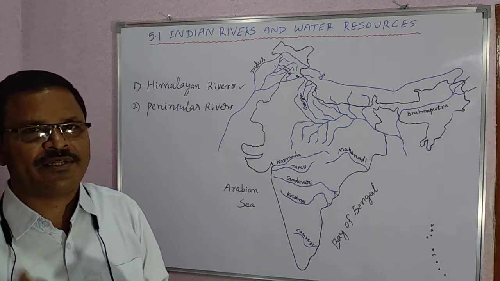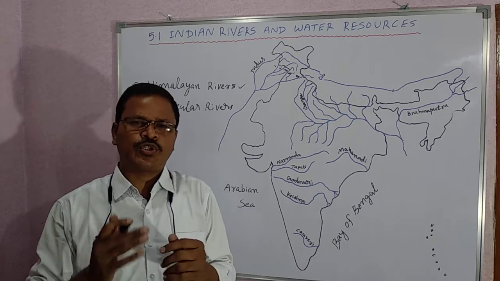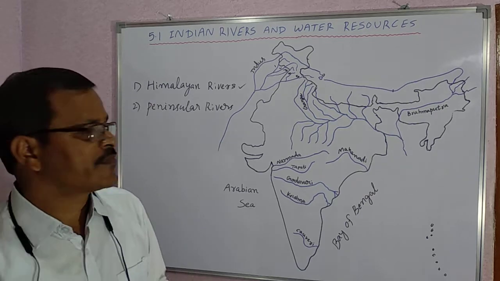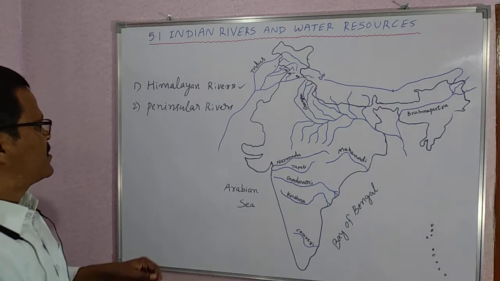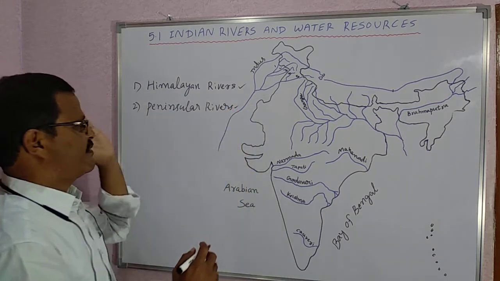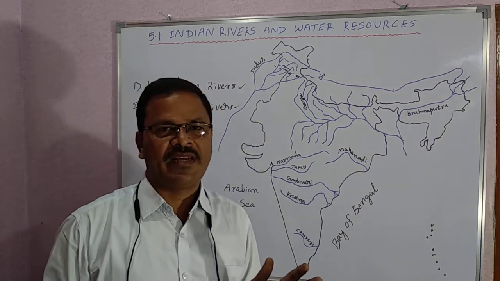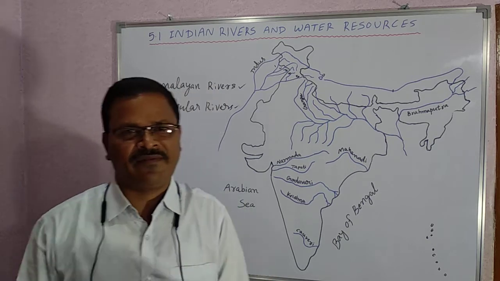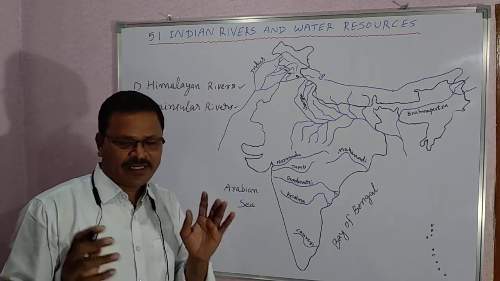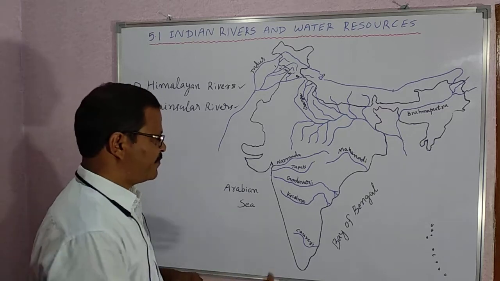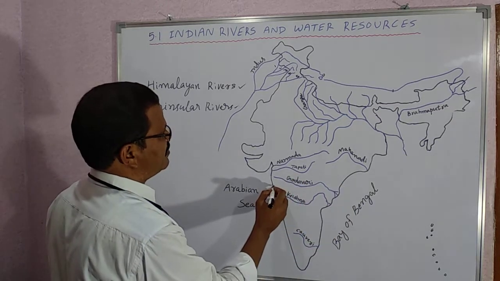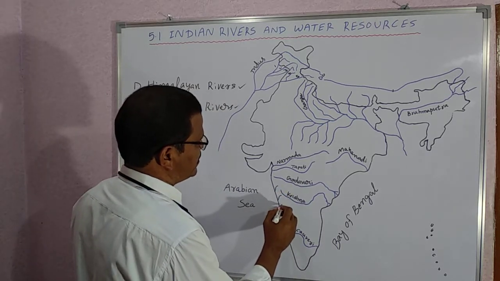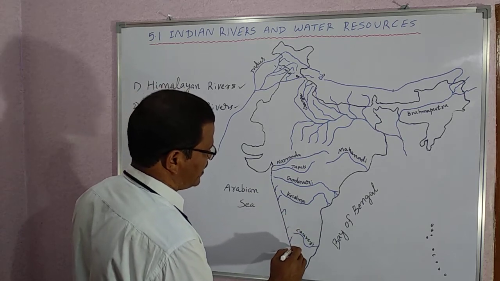What is the meaning of perennial rivers? The rivers which flow throughout the year are called perennial rivers. Next topic is peninsular rivers. What are the peninsular rivers? The rivers which originate in peninsular plateau are called peninsular rivers. There is a water divide between these peninsular rivers and some rivulets. Rivulets means small rivers. These are rivulets.